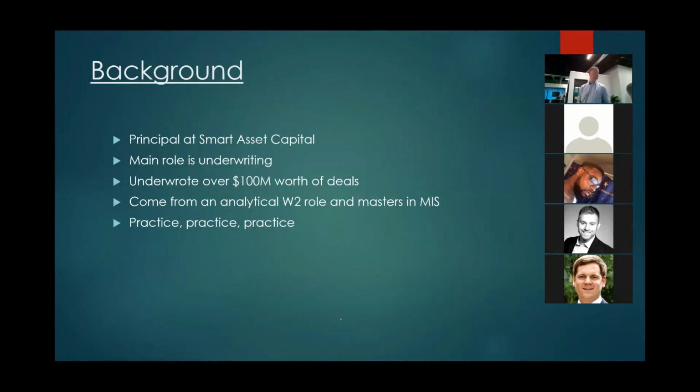Okay, just a little bit of background. How I got into this: we do some syndication deals here at Smart Asset Capital. Within our partnership, the other partner, Adam, just walked in, and the other one is actually on Zoom here from California. So the three of us banded together to do that.